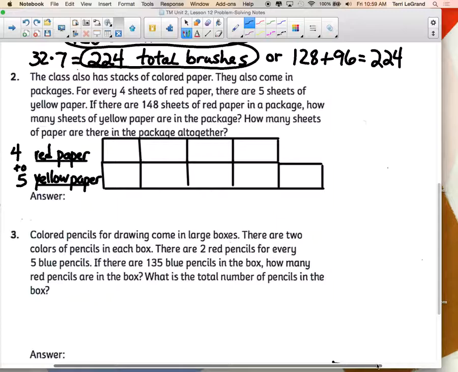Okay, Harley, what's going to be our next step? Divide the 148 by the red, and divide it by 4. Okay, everybody agree? That'd be a good place to start. Sure. Okay, then what is 148 divided by 4?